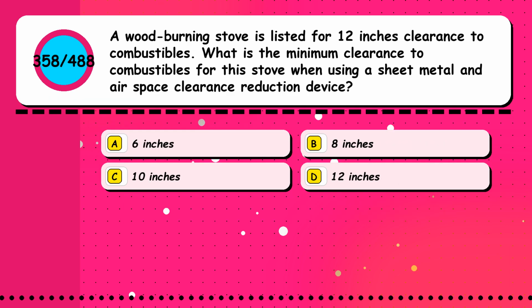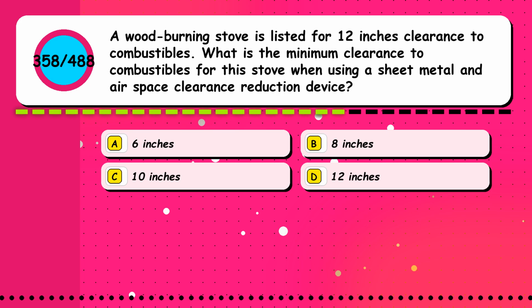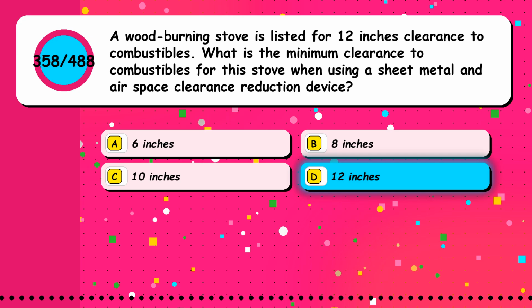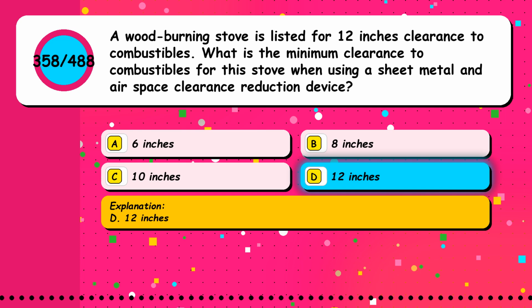Question 358. A wood-burning stove is listed for 12 inches clearance to combustibles. What is the minimum clearance to combustibles for this stove when using a sheet metal and air space clearance reduction device? Option A. 6 inches. Option B. 8 inches. Option C. 10 inches. Option D. 12 inches. The correct answer is option D. 12 inches.